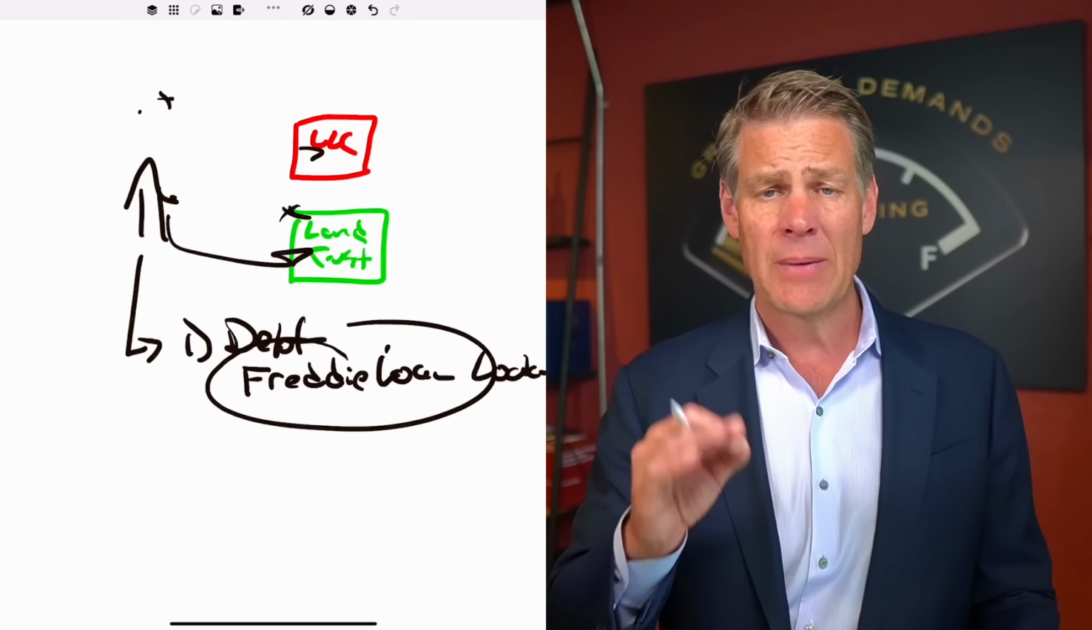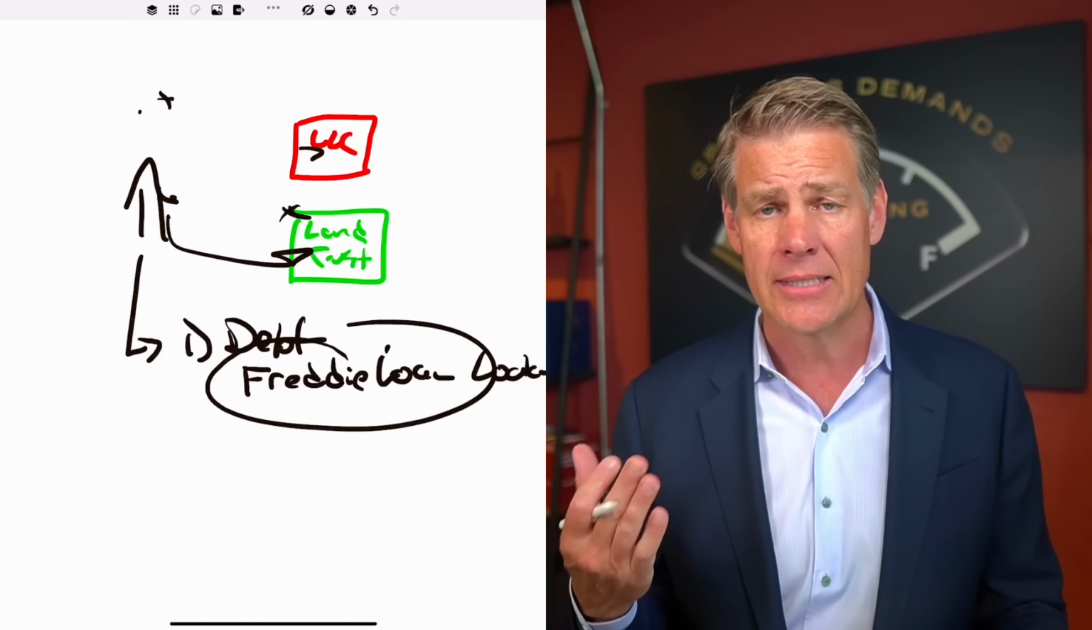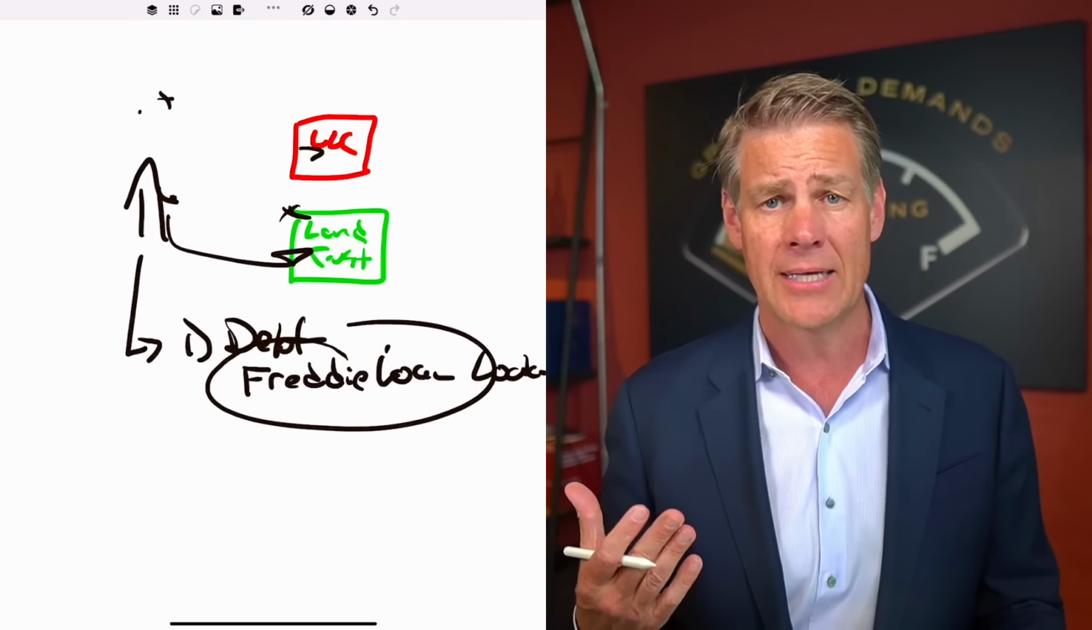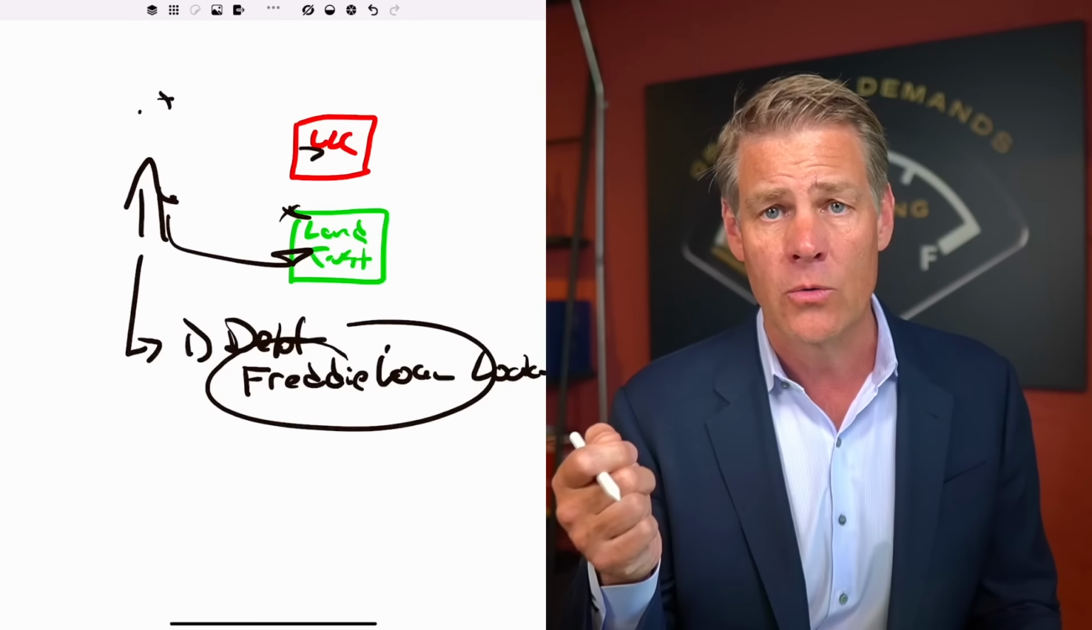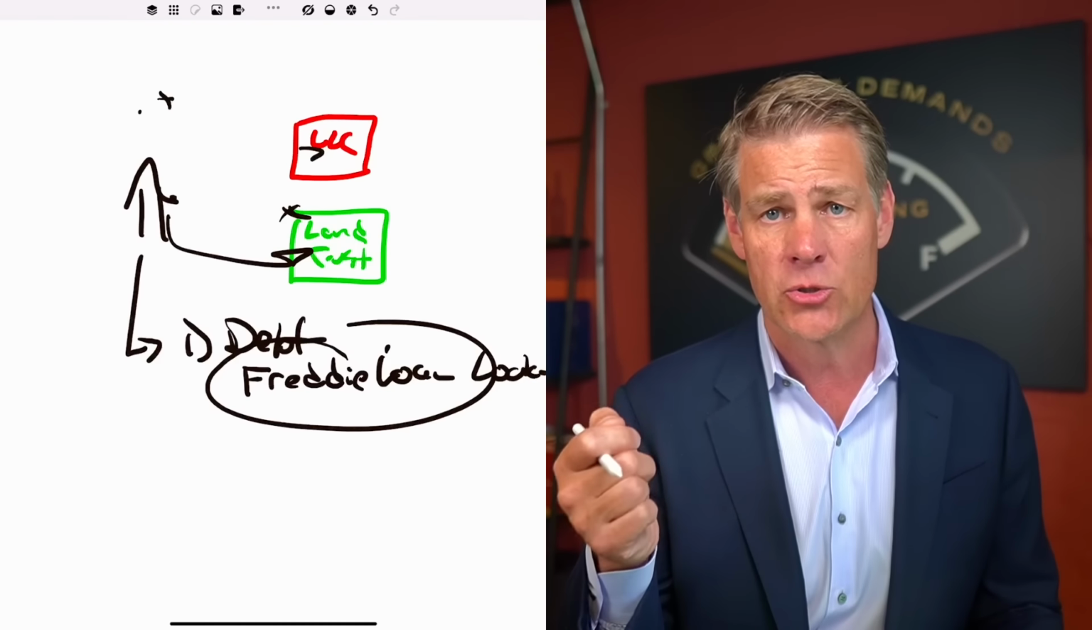So the land trust is basically like a blocker entity, right? It's blocking what's really going on behind the scenes because the land trust isn't recorded anywhere. No one knows who's a party to this trust document.